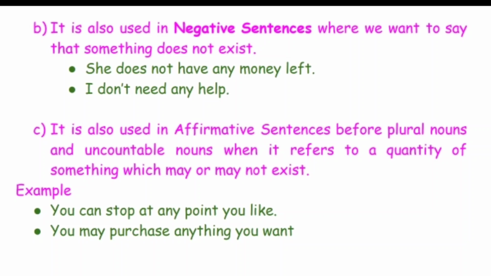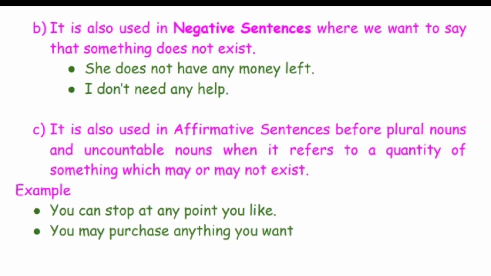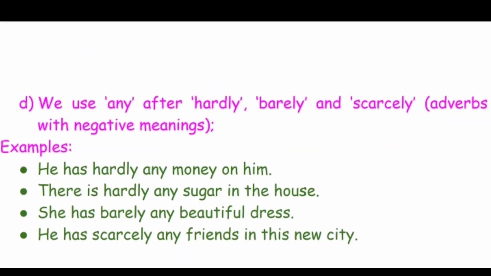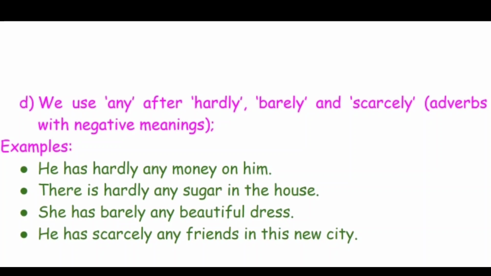For example, you can stop at any point you like. You can stop at any point. Point is an uncountable noun here. Okay. So you can stop at any point. In the same way, you may purchase anything you want. Anything. Okay.